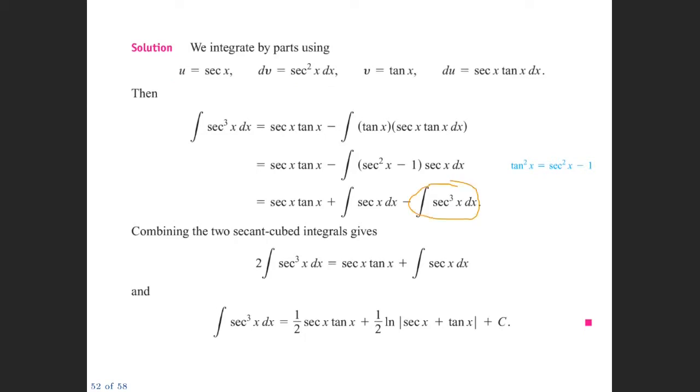Take the final integral over to the left to get a 2. We are left with the integral of sec cubed x is a half of sec x tan x plus a half of the integral of sec x, which we know. So we know how to do this.